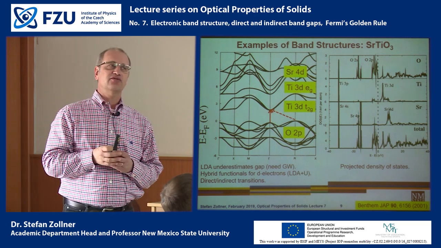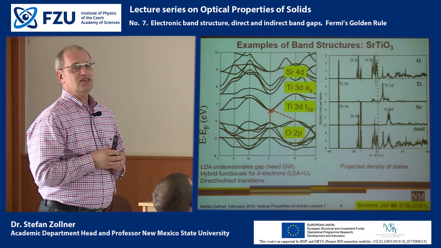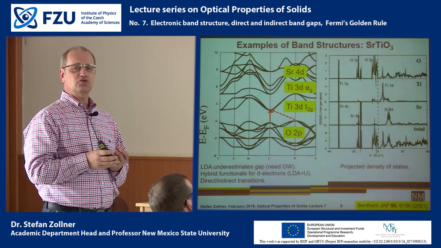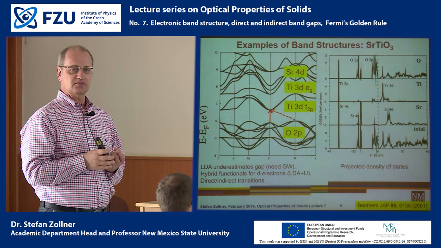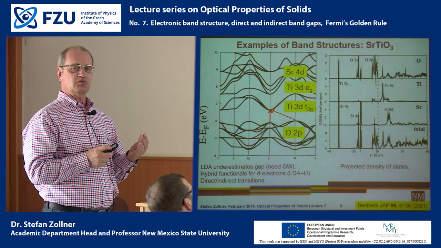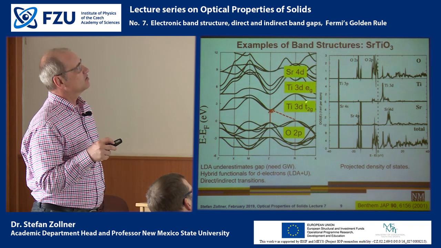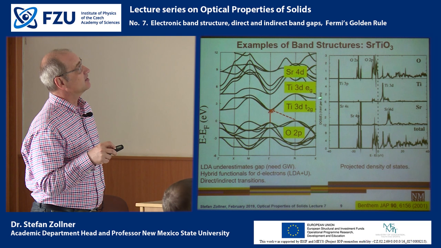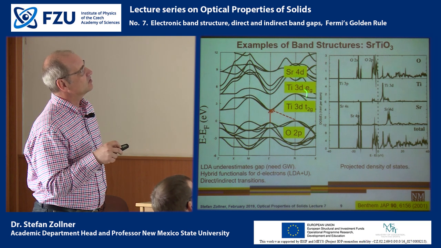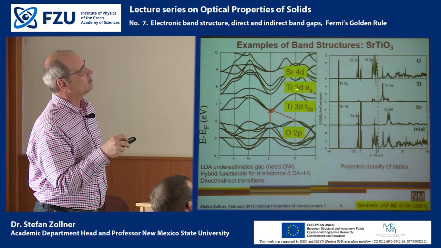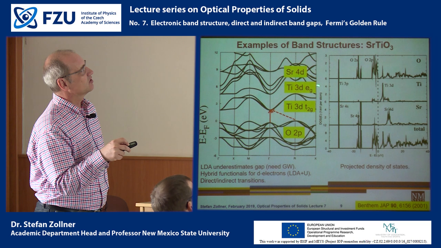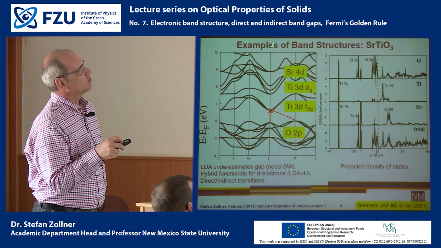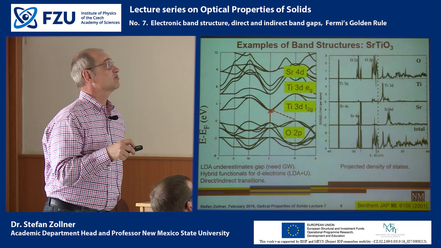Now remember, we have 10 d orbitals, so 5 for each spin. A five-fold degeneracy is not allowed by group theory in a cubic crystal. Therefore, these 5 states must split into a triplet and a doublet. The triplet is called T, and the doublet is called E. So the 3d states of titanium are actually split, and this is the lower state, that's the triplet, and then up here I have some higher-lying titanium 3d orbitals which are coming from this doublet. And the strontium 4d states are even higher than the titanium 3d states.